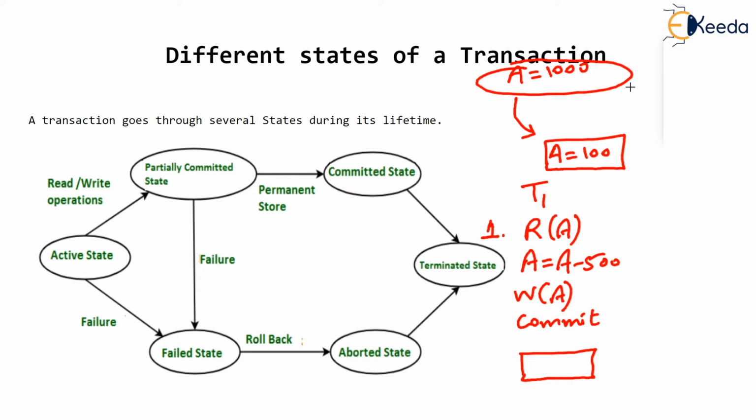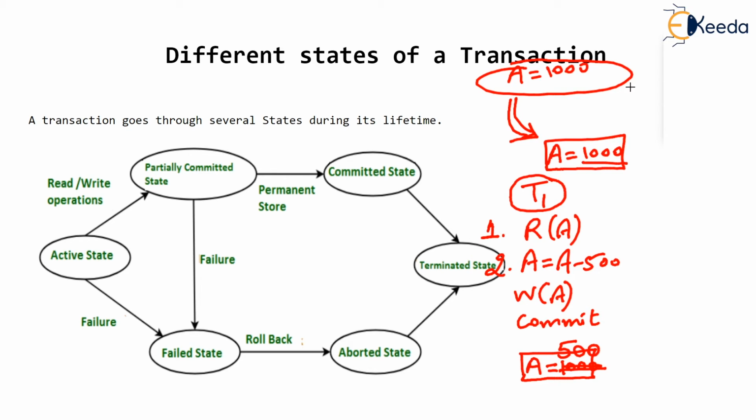But who was asking for the value of A? Of course, T1 was asking for the value of A. So once this value has come in the main buffer, the value of A will be copied to the local buffer. Here at the bottom I am writing local buffer of T1. Now the second operation executes where A decreases by 500. So T1 will update its local buffer, and in the local buffer I am writing A becomes 500. But just observe, the main buffer still has A equal to 1000.